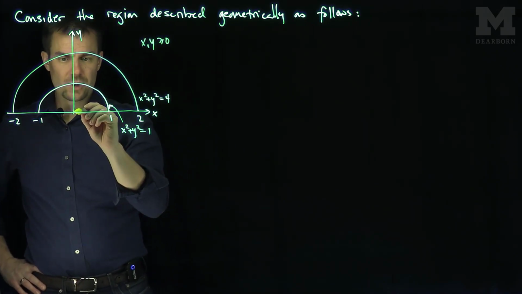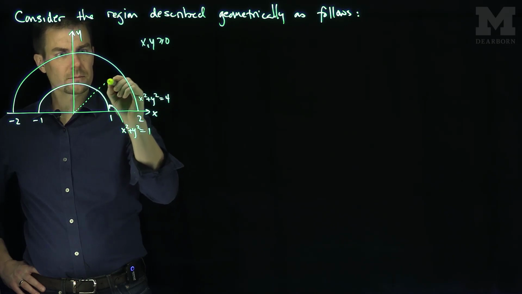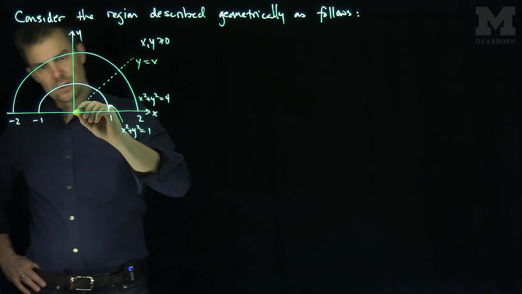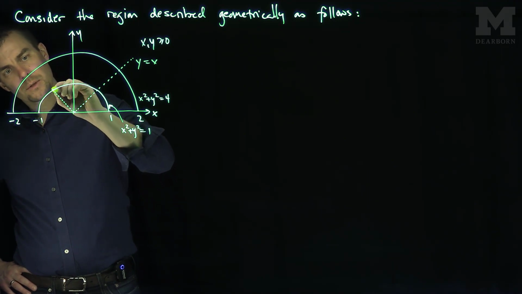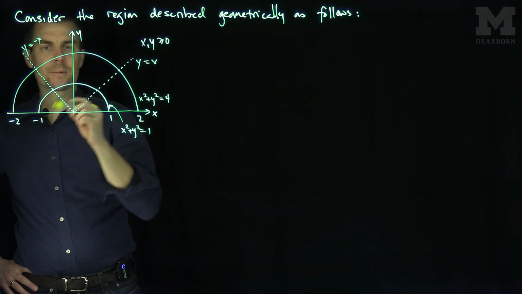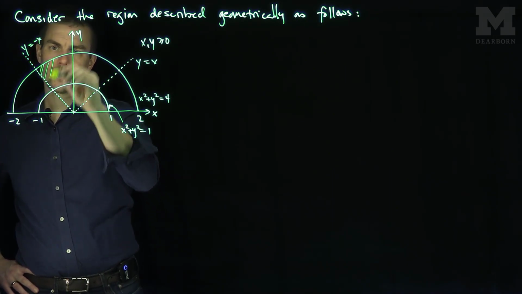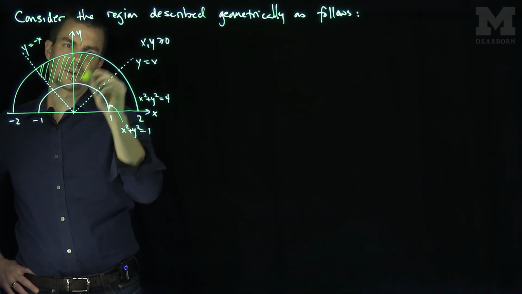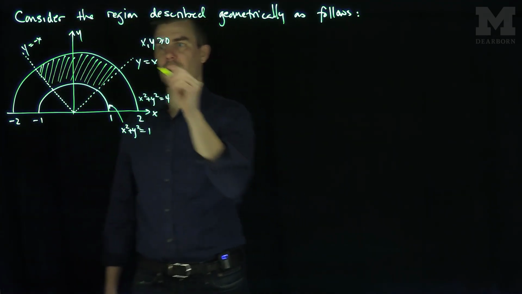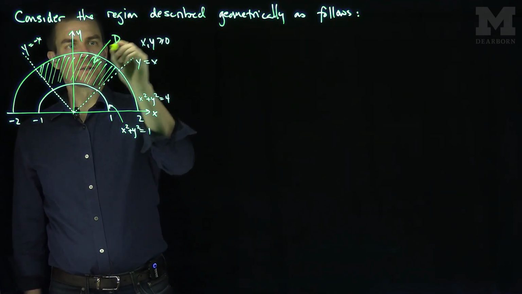More than that, I'm going to draw this line y equals x. That's the line y equals x. And I'm going to draw this line over here, y equals negative x. That's y equals negative x. And I'm going to shade in this region between these two semicircles, between y equals x and y equals negative x. And that's going to be our region over here. I'm going to call this region D. That is our region D.